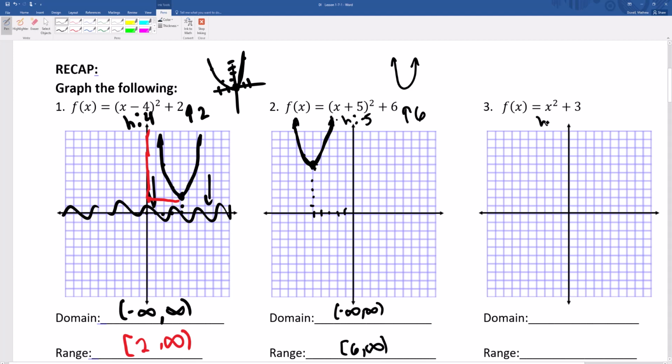For this one, the horizontal shift, it's 0, but my vertical shift is 3. So 1, 2, 3. Follow the pattern.